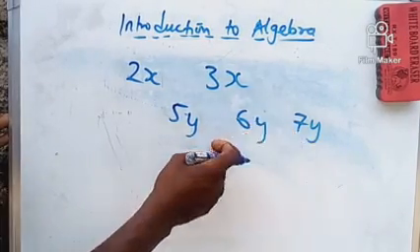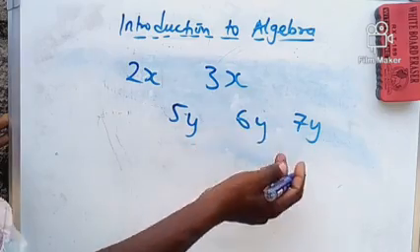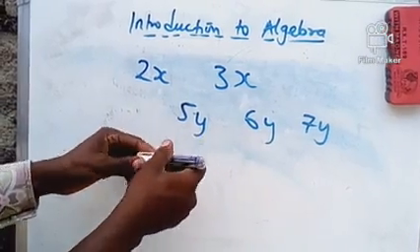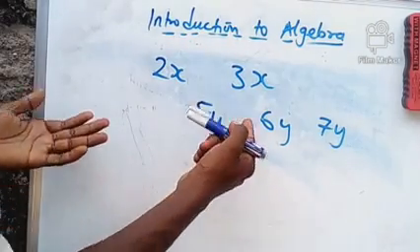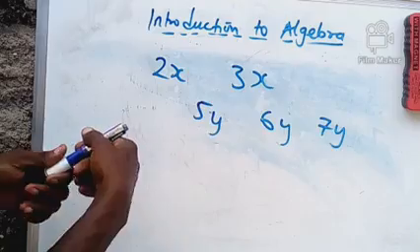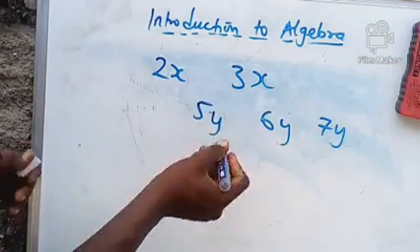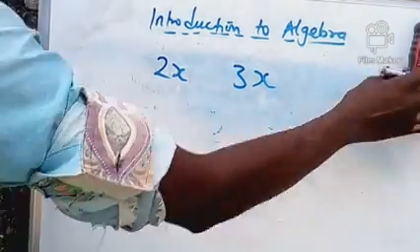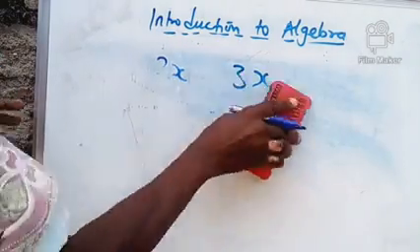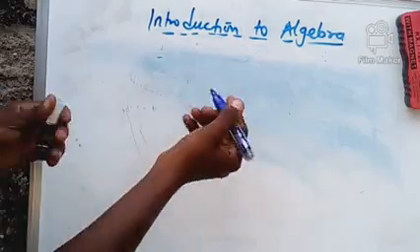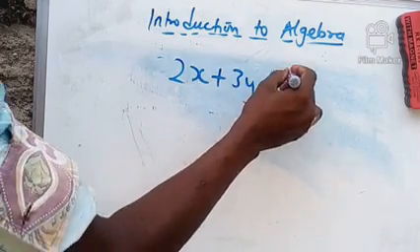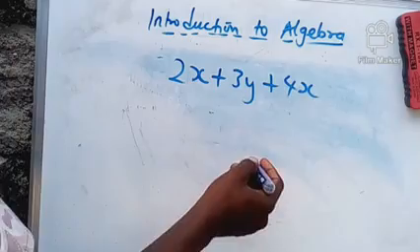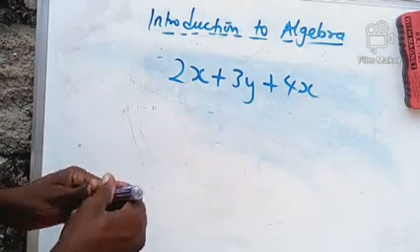And in algebra, when you have like terms, you can perform some arithmetic operations on them, such as addition and subtraction. You can add like terms and you can subtract like terms. But when you have concepts that involve x and y, let's say you have 2x plus 3y plus 4x, and you are asked to solve this problem.